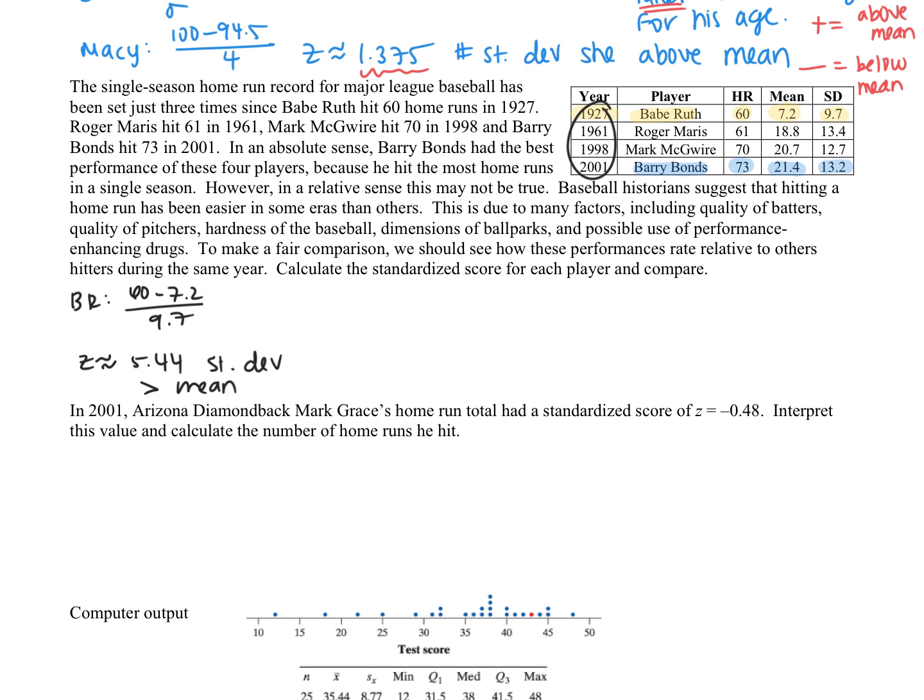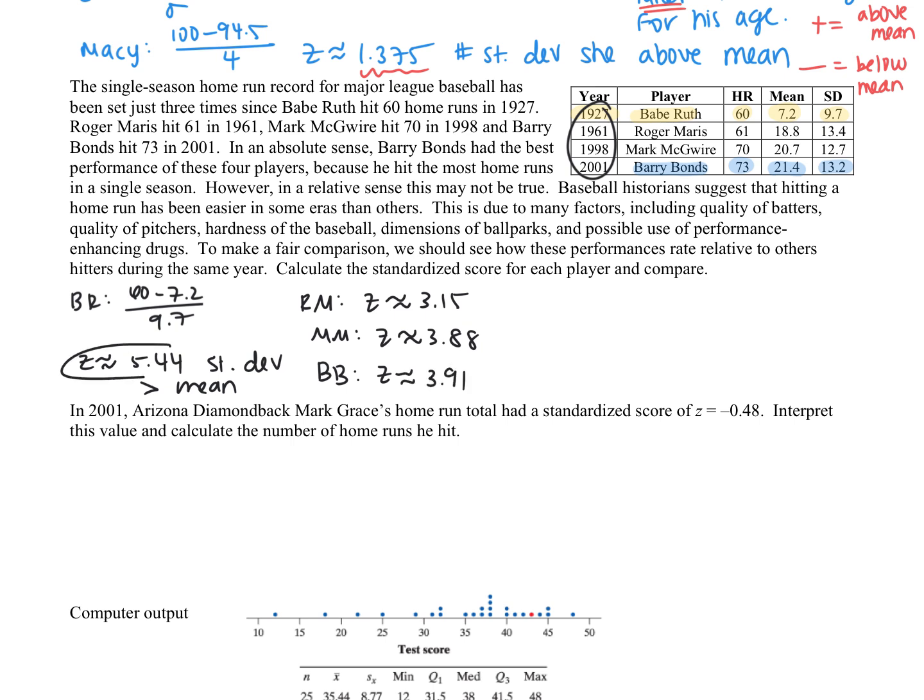Okay, hopefully you get the idea. If you want to take a minute or two to pause the video and do the other 3 players, you can. If not, I calculated them and I will tell you what I got. So for the other players, for Roger Maris, I got a z-score of about 3.15. For Mark McGwire, I got a z-score of about 3.88. And for Barry Bonds, I got a z-score of about 3.91.